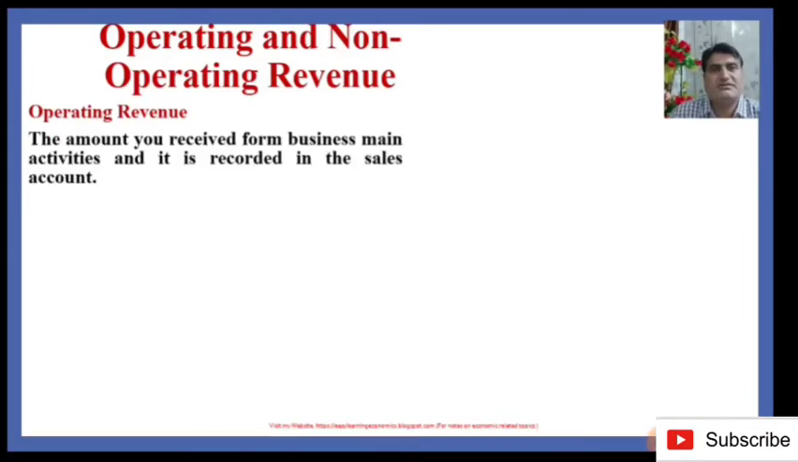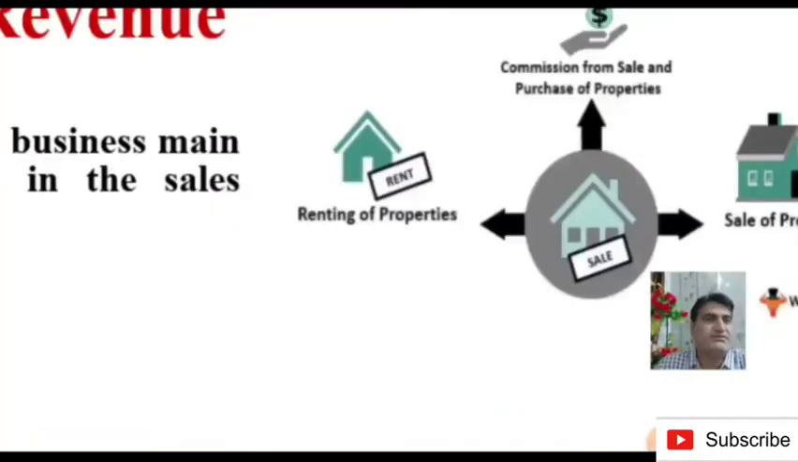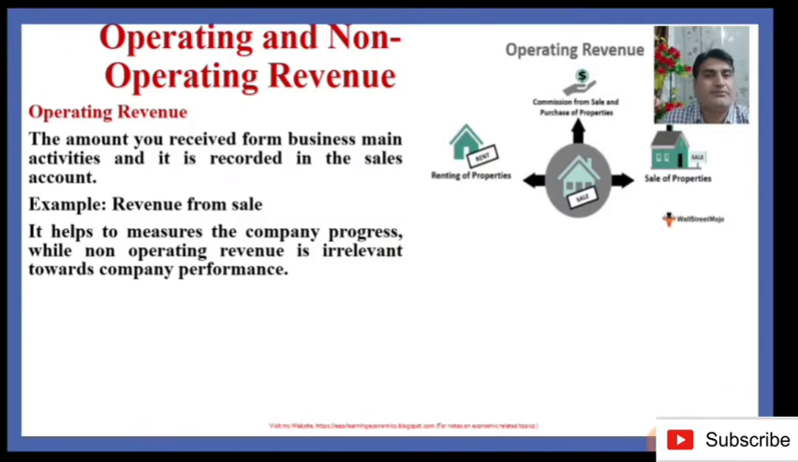Operating revenue means the amount you receive from business main activities and it is recorded in the sales account, like revenue from sale or commission from sale and purchase of properties. It helps to measure the company progress. Operating revenue defines the company progress, while non-operating revenue is irrelevant towards the company performance.